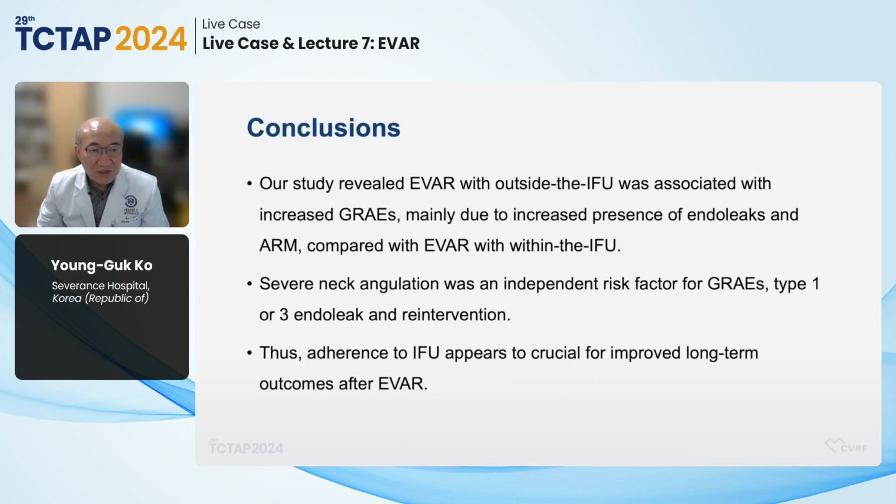In conclusion, our study revealed EVAR outside IFU was associated with a greater number of graft-related adverse events, mainly due to increased presence of endoleaks and aneurysm-related mortality, compared with EVAR within the IFU. Severe neck angulation was an independent risk factor for graft-related adverse events, type 1 or 3 endoleak, and reintervention. Thus, adherence to IFU appears to be crucial for improved long-term outcomes after EVAR.